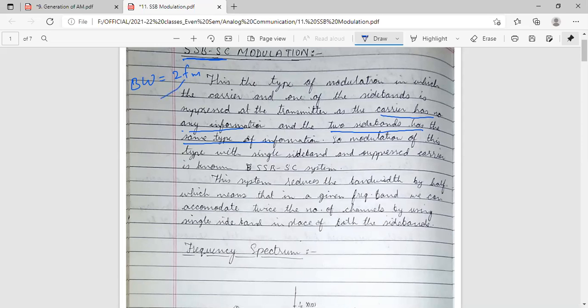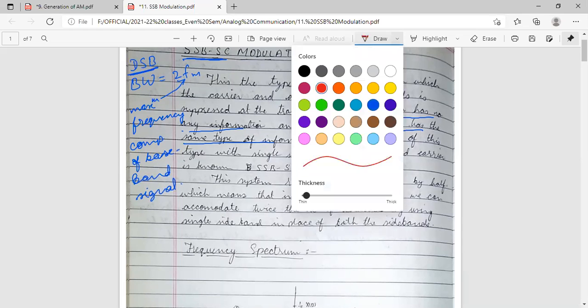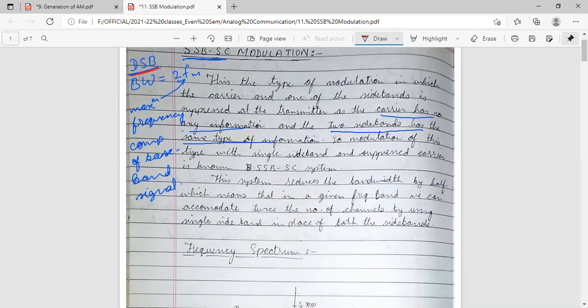So what was this FM? This FM was the maximum frequency component of the baseband signal, right? And this bandwidth that we got, where did we get it? We got it in DSB. What does DSB stand for? DSB stands for double sideband.